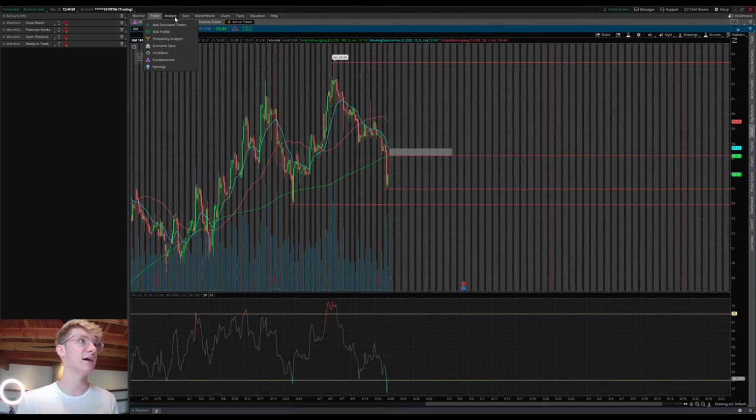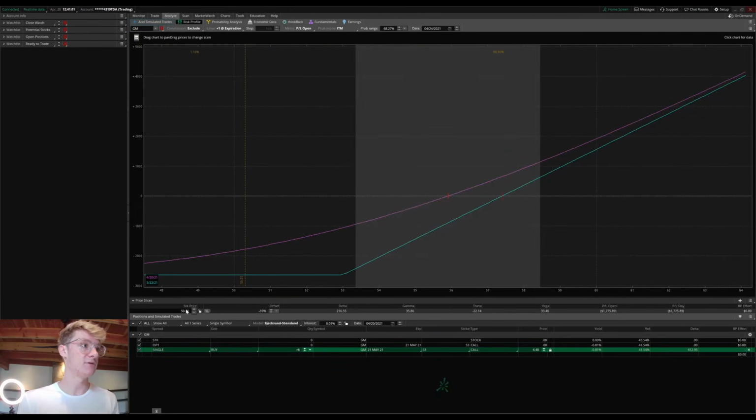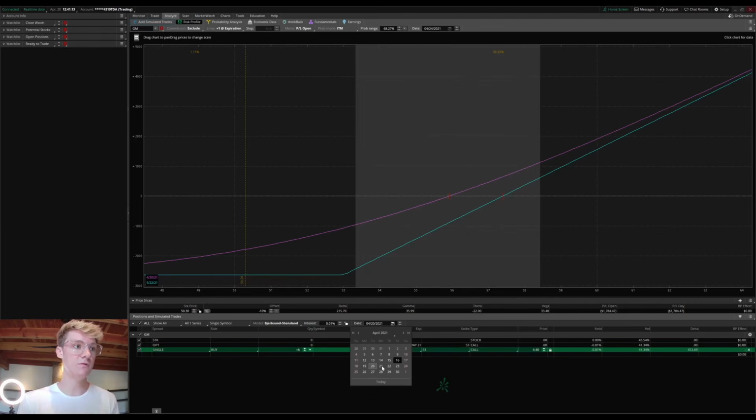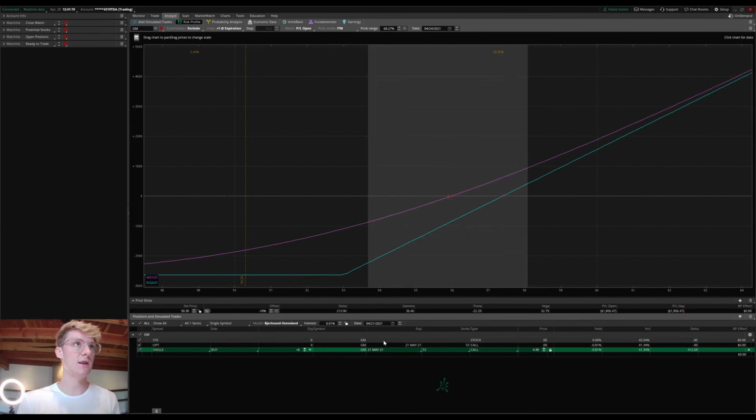I'm gonna go back to analyze. I'm gonna go down to strike price. Now, I'm gonna make sure that I've adjusted these correctly. So I'm gonna change this to Wednesday. Okay, so the expected move, we're doing our calculations for tomorrow, which is Wednesday. And then I'm going to want to head up here as well.